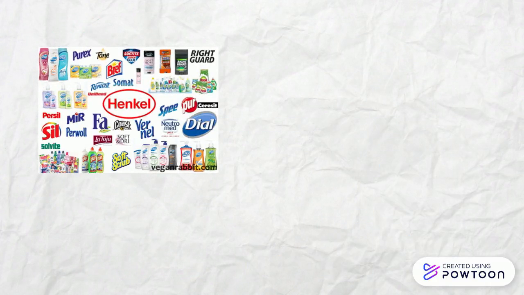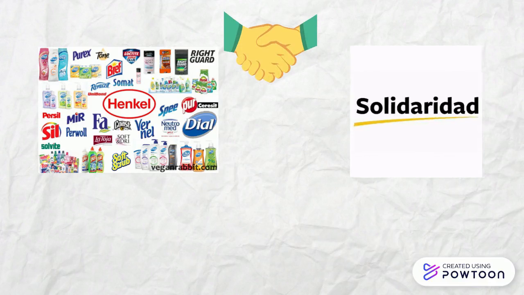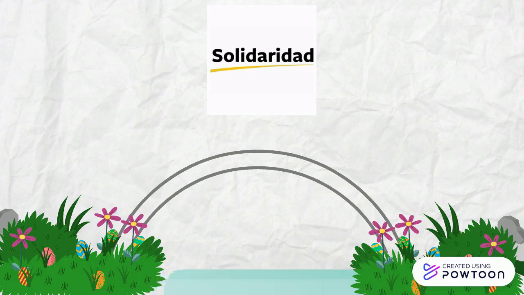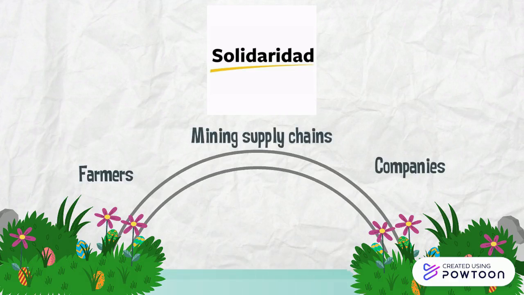Organizations such as Henkel, who use palm oil in their products, have partnered up with Solidaridad to build programs that support smallholders to become certified and increase yields while adhering to the best agricultural practices. Solidaridad acts as a bridge between farmers, mining supply chains, and companies who use palm oil, making palm oil more traceable in the supply chain.